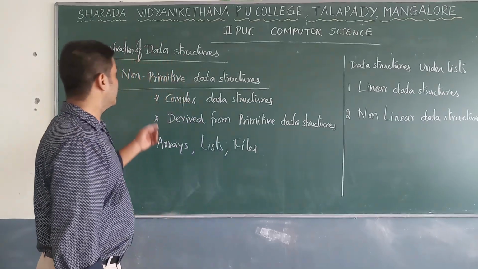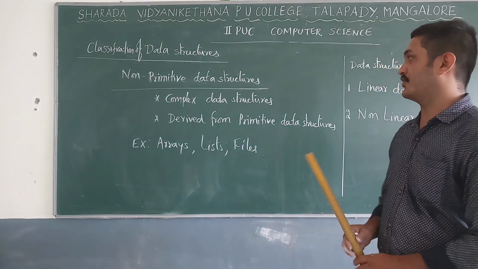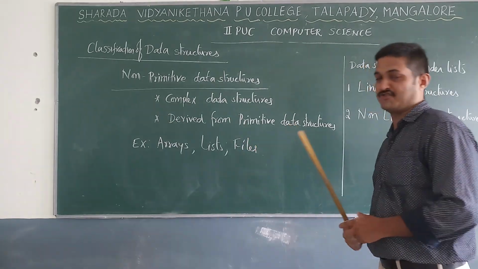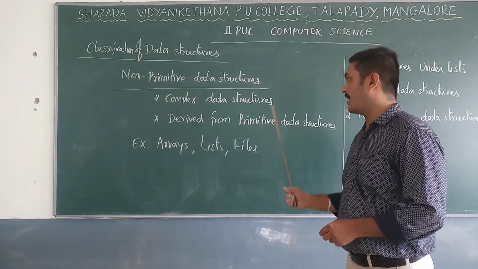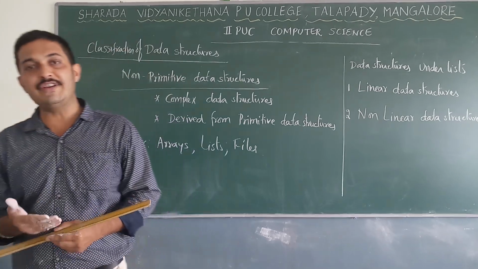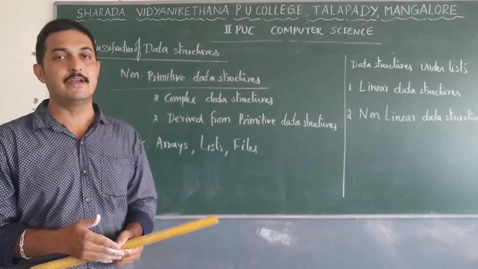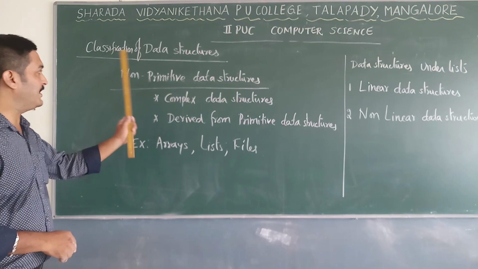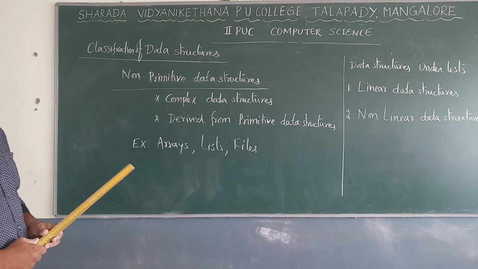Second data structure is non-primitive data structures. Non-primitive data structures are complex data structures, and these are derived from primitive data structures. Examples of non-primitive data structures are arrays, lists and files. They may use homogeneous or heterogeneous elements. Homogeneous elements means elements of the same type. Heterogeneous elements means elements of different types.